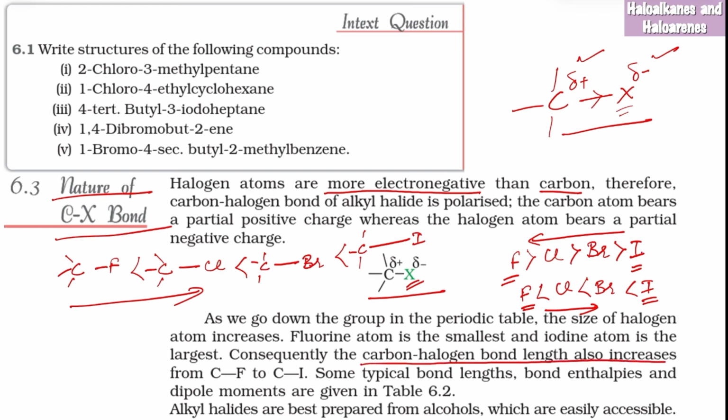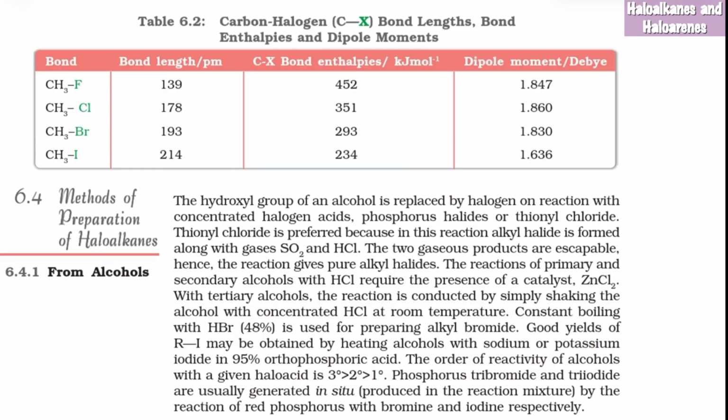The carbon halogen bond length increases from carbon fluorine bond to carbon iodine bond. Here in this table it is given that bond length is increasing in this direction from fluorine to iodine. Bond enthalpy is decreasing in this direction. When bond length is more, the distance between carbon and iodine is more, the bond is weak, and the energy required to break the bond is less. Whereas in case of carbon fluorine bond, the bond length is small and the energy required to break the bond is more.